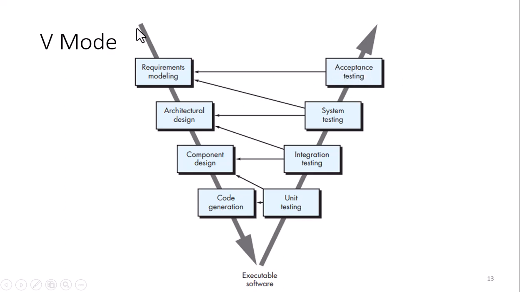If we look at the shape, it comes first to requirement modeling, then architecture designing, component designing, code, and after unit testing we do integration testing, system testing, and then acceptance testing. So it comes like this, but in parallel we plan for the acceptance testing, because the requirements are not yet implemented, but we plan for it. Acceptance testing is also called user acceptance test or user test.